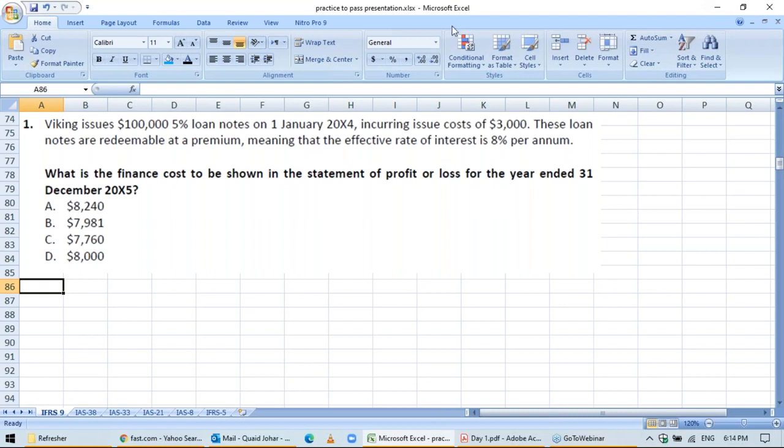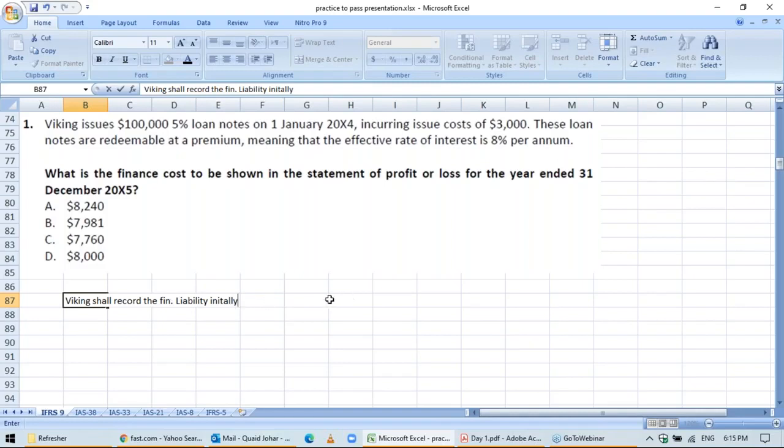And now it says incurring issue cost of 3,000. So the first point over here is at what amount Viking will record the liability. This is the first point, at what amount Viking will recognize the liability initially. So Viking shall record the financial liability initially on 1st of January at the net cash received.